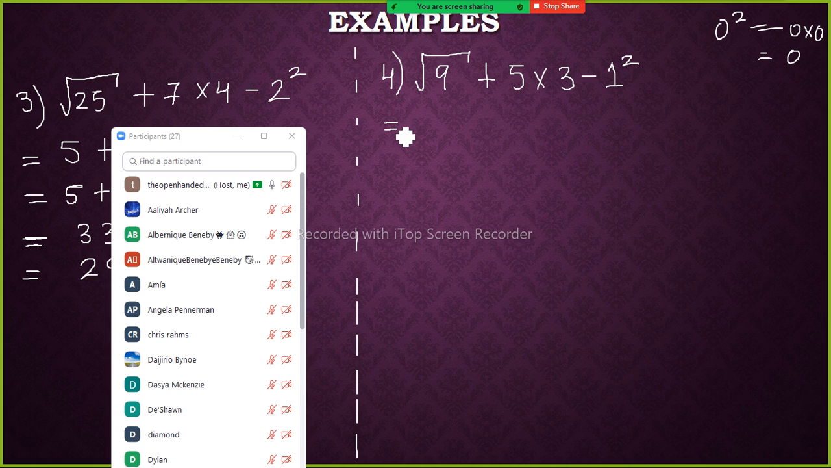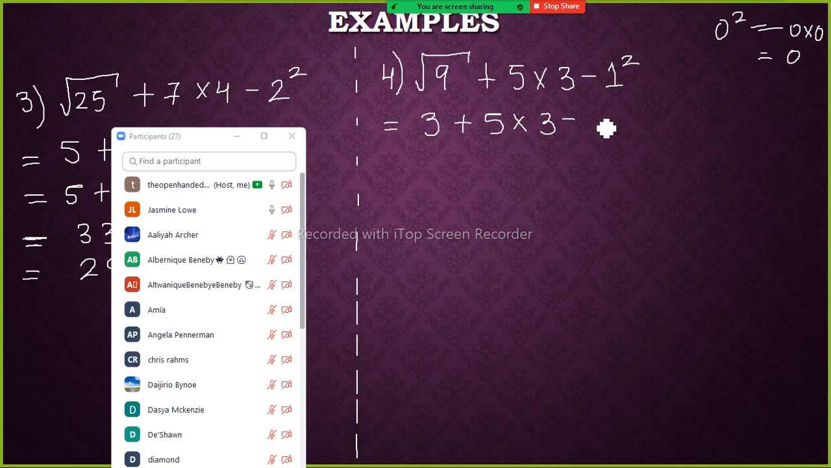All right, so the first thing that we're going to do here is the square root of 9. What's the square root of 9? 3. 3 plus, we have 5 times 3. What is 1 squared? 1, very good. And what do we do next, multiply, add, subtract? Multiply. So 3 plus 5 times 3 is 15. Very good.